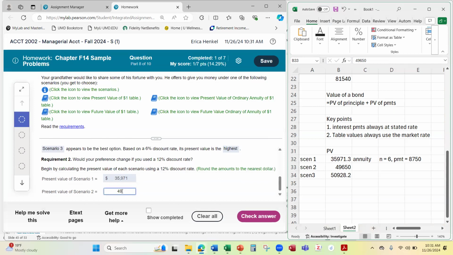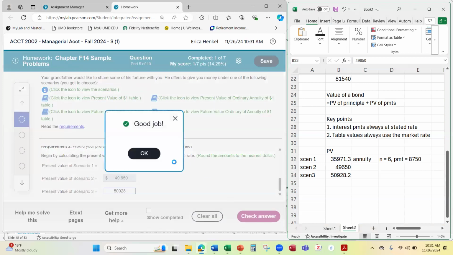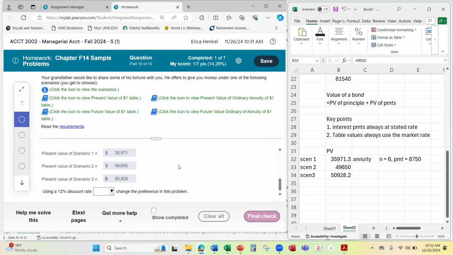Again, 49,650. And then 59,28. So did that change our preference here? I don't think so. If we're just doing it based on dollars, it would not change it.